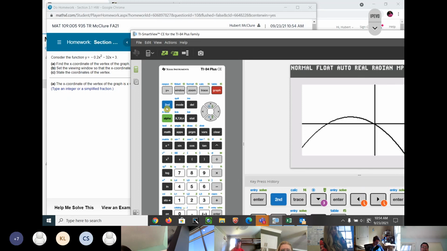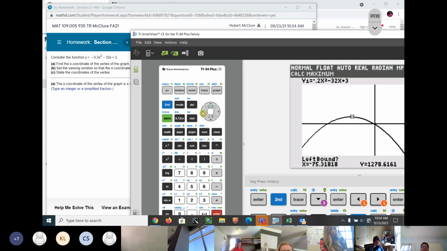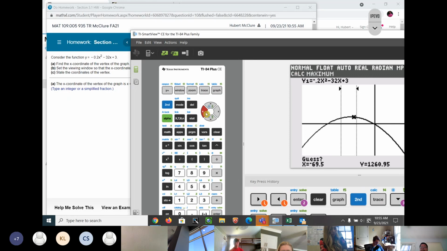Okay, hit second trace and go down. Since it's upside down, you want the maximum. Put the left-hand side. Don't hold down the button because it goes crazy. Hit enter, and then the right-hand side, and this narrows it down. It tells the computer where to look for the vertex. And then give it a guess. And there's the vertex. Hit enter, and the vertex is negative 80 and 1283. And you can find the x-intercepts that way also.